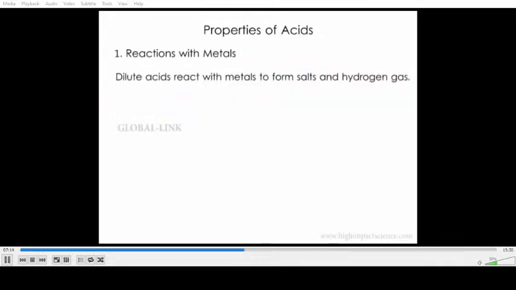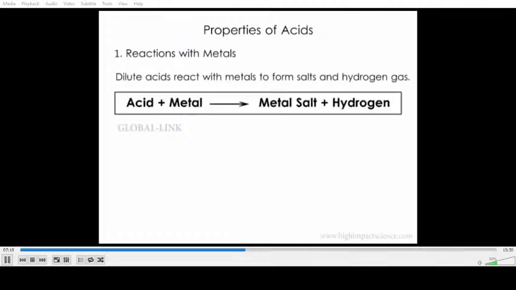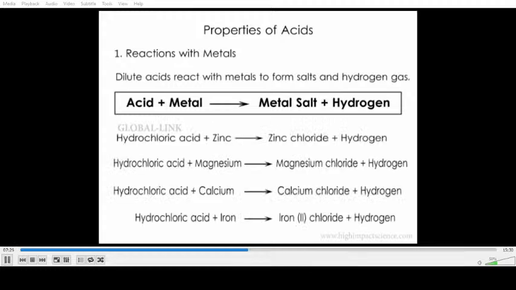And so dilute acids react with metals to form a salt and hydrogen gas. The evolution of the hydrogen gas is what causes the effervescence. The reactions can be represented by the equations shown here.